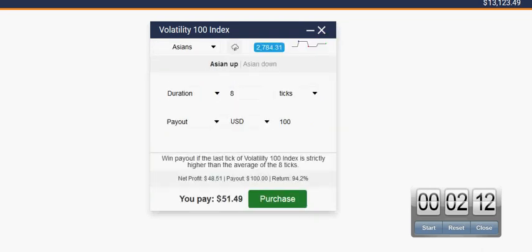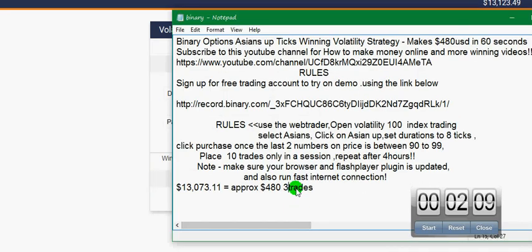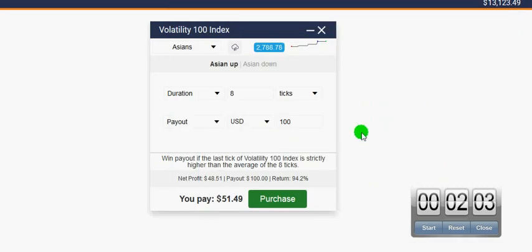So we won the third trade, so I'm going to place the fourth trade. Remember, this is what we started with, so we'll do the maths after the trading session. So this is the fourth trade. 95.